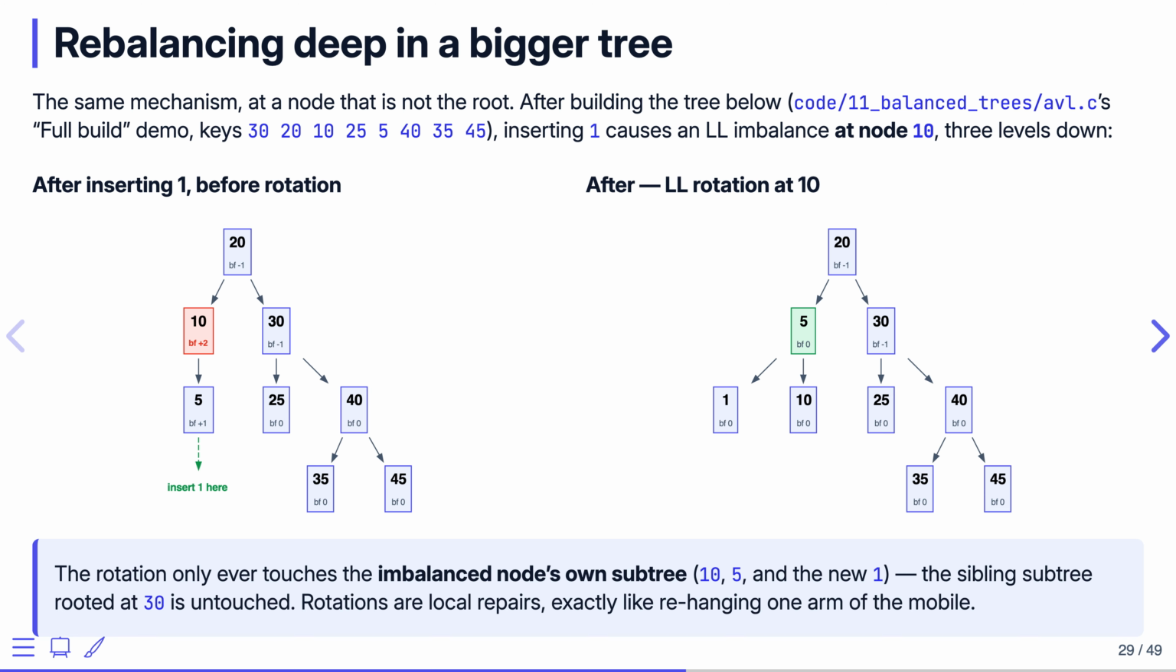Now the same fix, but deeper inside a bigger tree. We build a tree with 8 keys. Then we insert the key 1. That causes a left-left imbalance at node 10, which sits 3 levels down from the root.